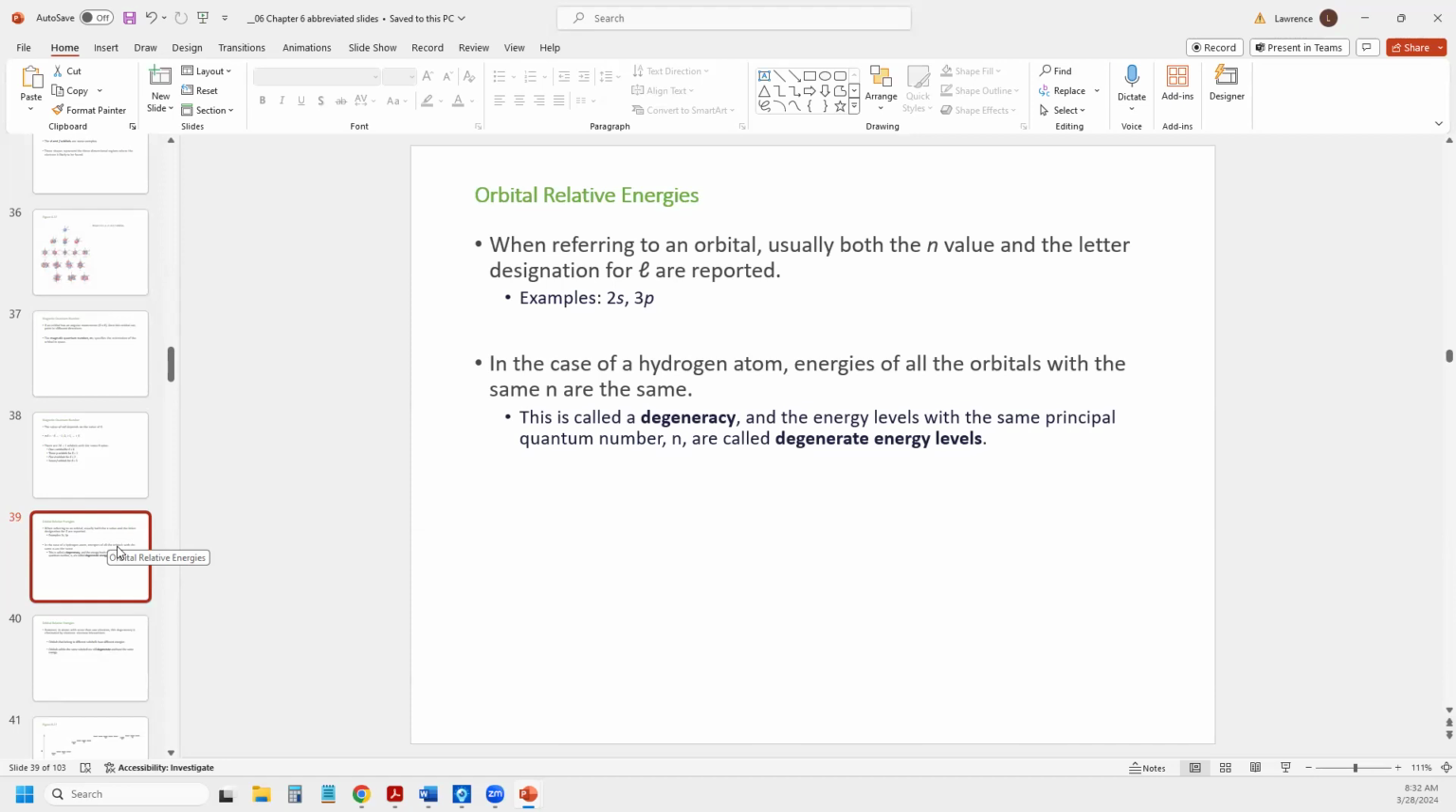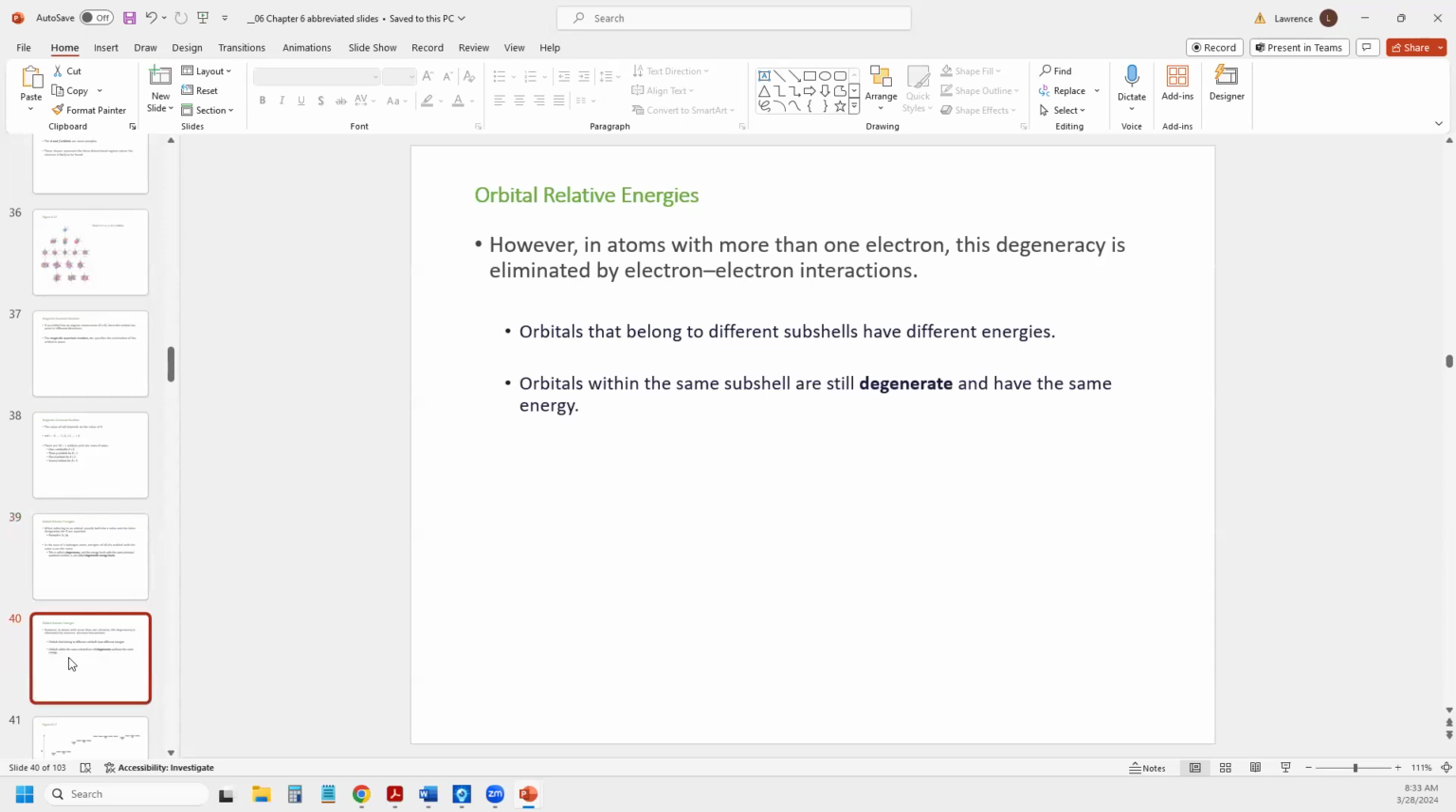And so whenever orbitals are the same energy level, we say they're degenerate. Degenerate is often used as a derogatory term, you know, a degenerate, but here it just means same energy. And so in chemistry, degenerate orbitals, or degeneracy, refers to electrons having the same energy.